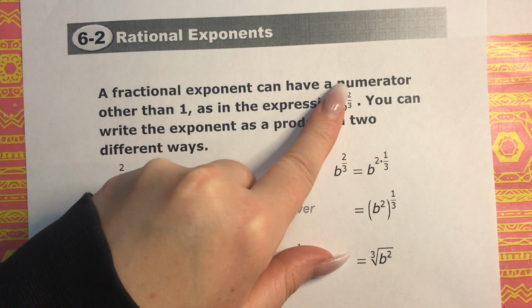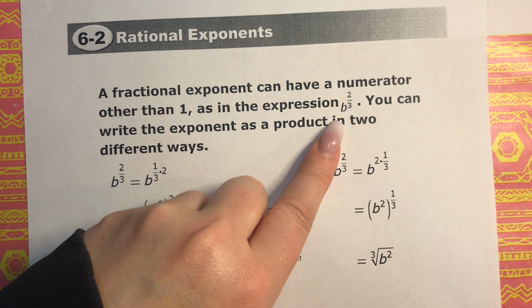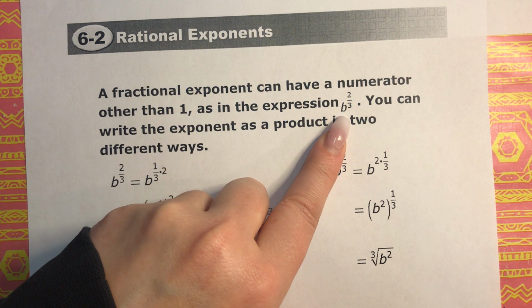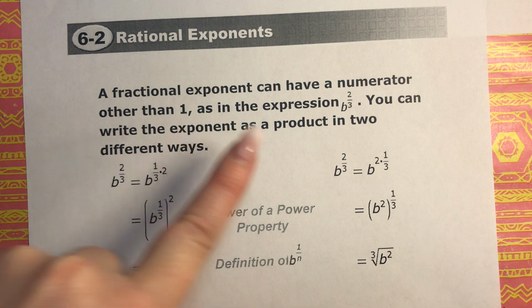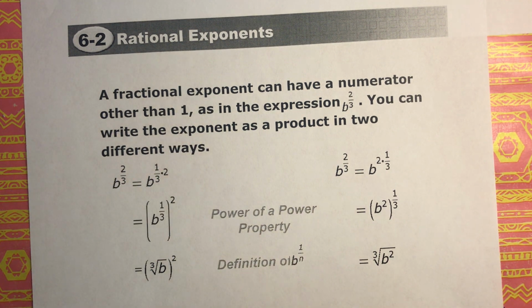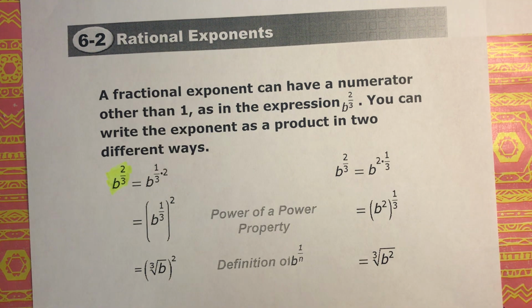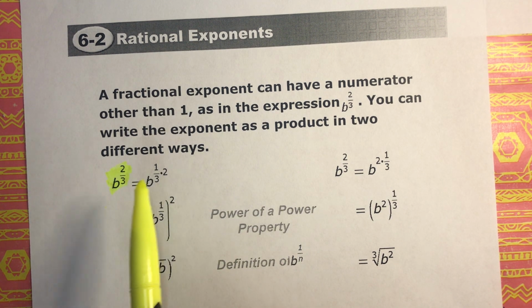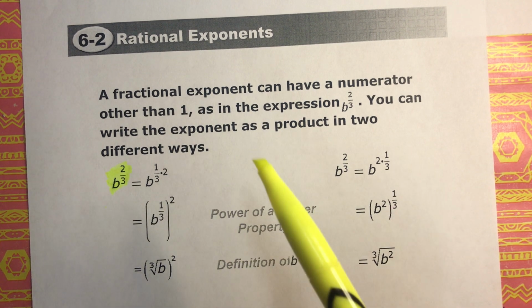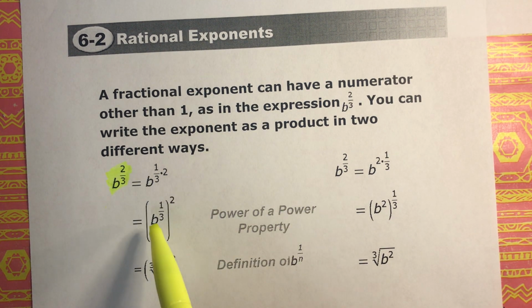But you can also have a number up here in the top part of the fraction other than 1, like b to the 2/3. You can write the exponent as a product in 2 different ways. So let's talk about all the different ways we can write this. b to the 2/3 power can be written a variety of ways. It's really important that you understand this, because depending on the problem, it may be easier for it to be written like this or like this or like this. They can move in a kind of fluid nature back and forth.